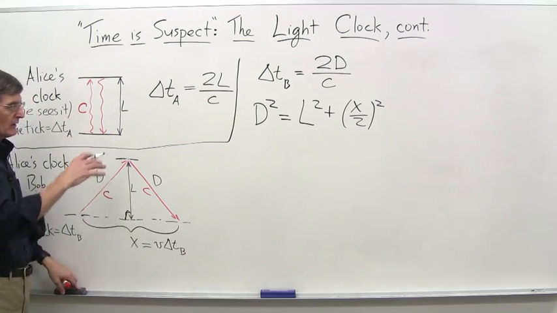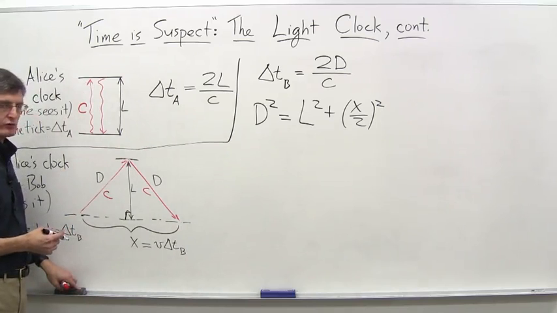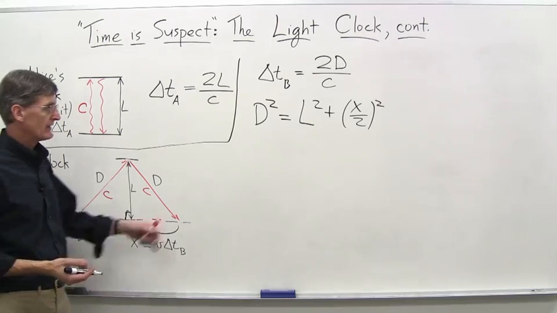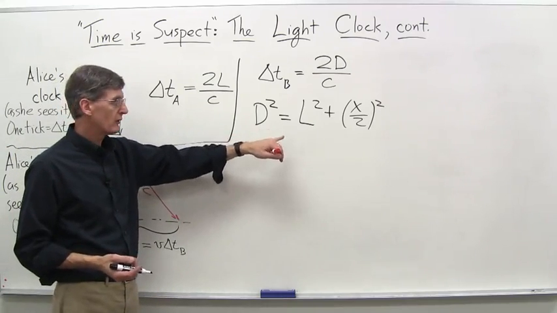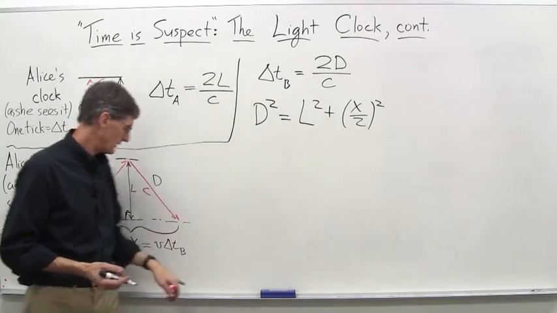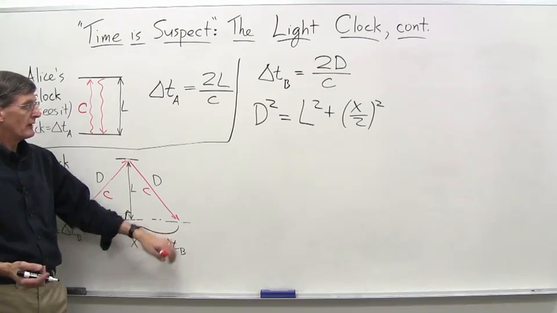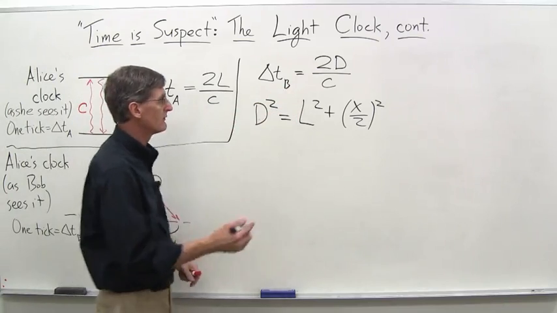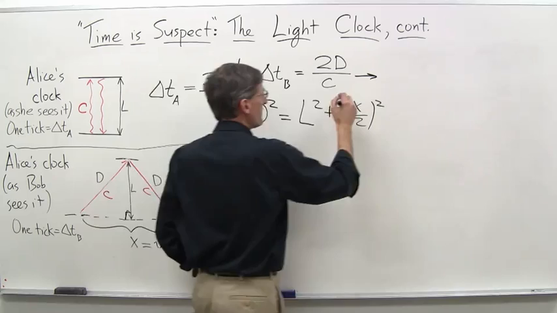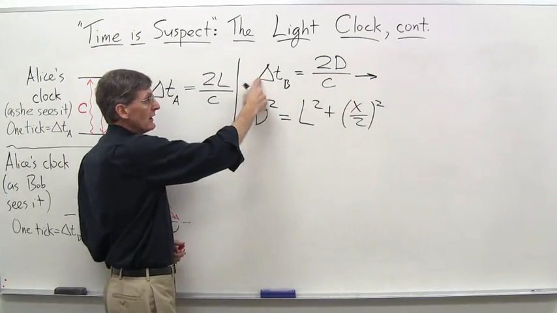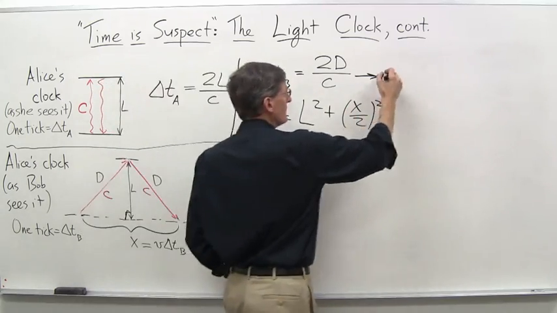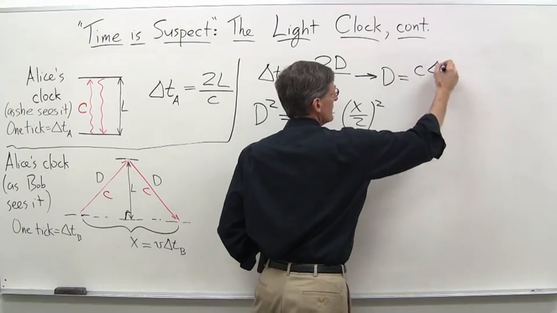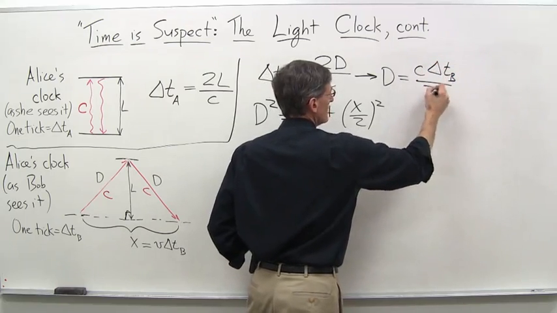So d squared equals L squared plus (x over 2) squared. We can fill in some things here. Remember, we'd like to get rid of the d and the L here, and in a minute we'll plug in this for x. But let's focus on d first. From this equation, if we rewrite this, pull the c over here, and divide each side by 2, we can see that d equals c delta TB over 2.